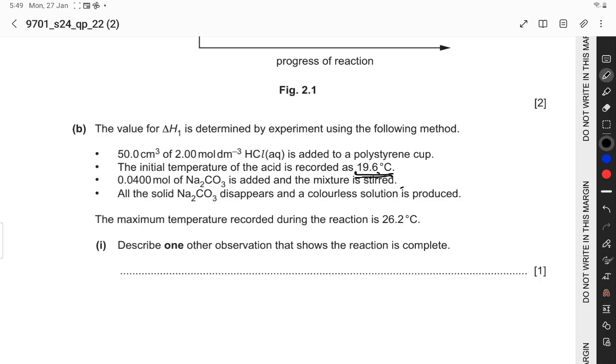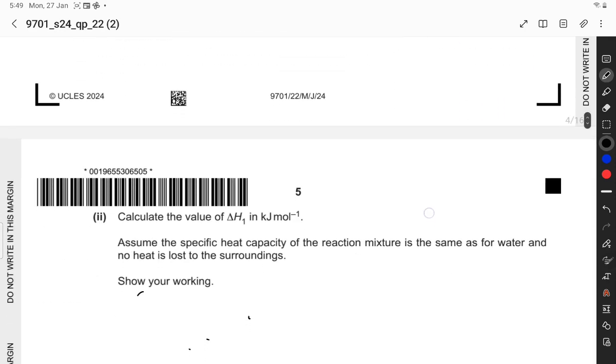So in this reaction carbon dioxide is produced. So when no more bubbles can be seen, then the reaction is complete. No more bubbles of gas. So it shows that the reaction is complete.